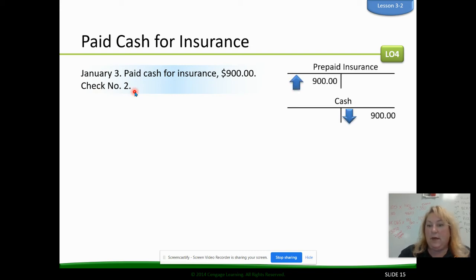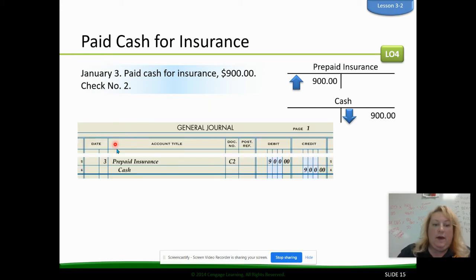Okay. There's my T accounts. Prepaid insurance is going up, cash is going down. We have our prepaid insurance listed first because it's going up. Check number 2 is our source document. So we have our $900. Cash is slightly indented and it's our credit for $900.